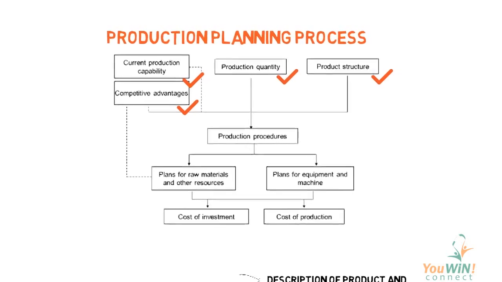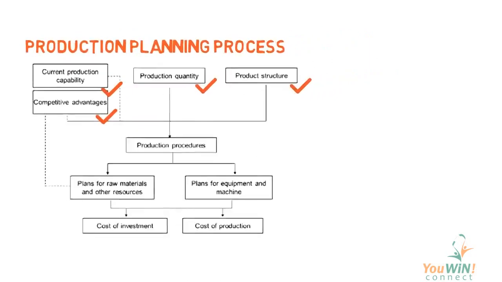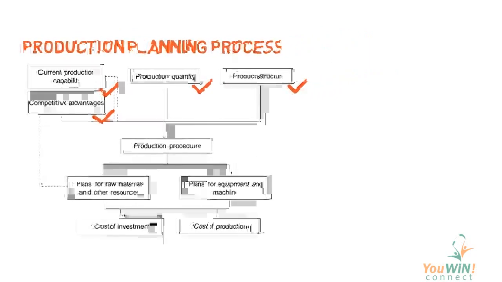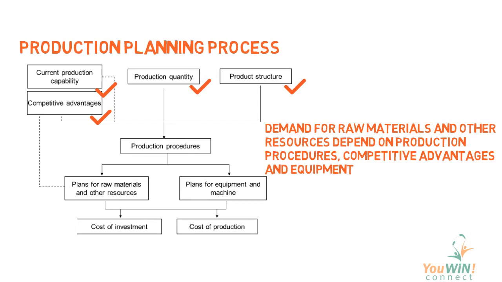Our production procedure is a basis to determine the demand on equipment, machinery, and the factory. And also the demand for raw materials and other resources depends on production procedures, the competitive advantages, and equipment as well. The production plan's objective is to help us determine the investment and production expenses that we need, and these calculations are usually based on the experience of the people who prepare the production plan.